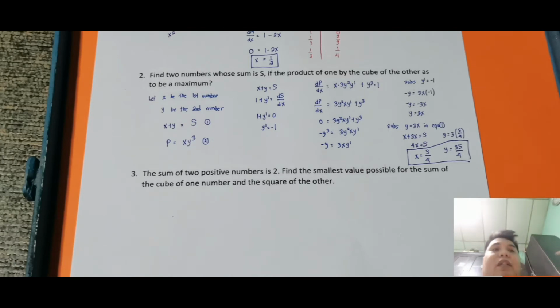Find the smallest value possible for the sum of the cube of one number and the square of the other. Find the smallest value for the sum of the cube of one number and the square of the other number. So, yung objective natin dito is to minimize.